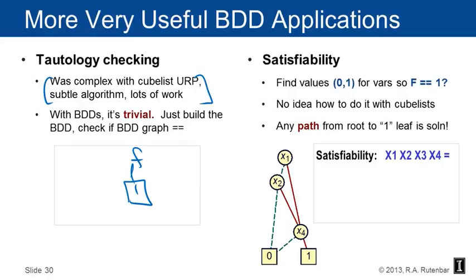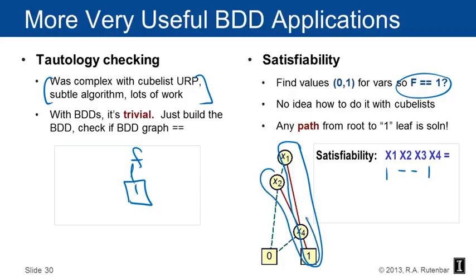What about satisfiability? And again, satisfiability is when you solve a Boolean equation, you say what value makes it equal to 1. Well, I have no idea how to do that with cube lists, but here, as long as you can find a path from the root to the leaf with the 1 node, you can do it. So, one way to satisfy this function, for example, x1 is a 1, x2, I don't care what the value is. X3, I don't care what the value is. X4 is 1. So for this little BDD, it just works. And similarly, that's another pattern that'll do it.